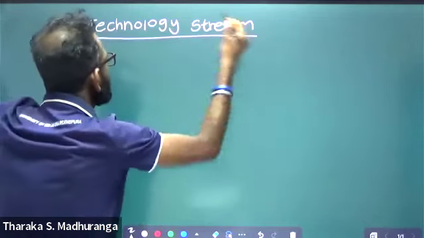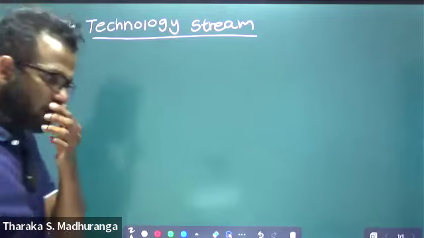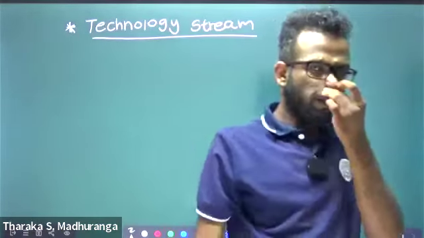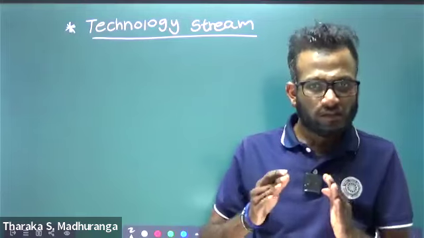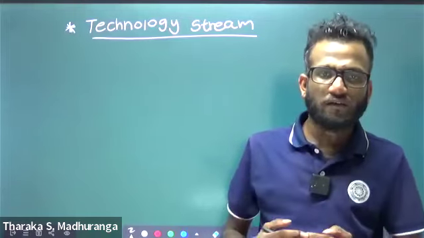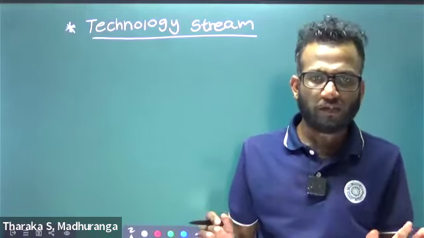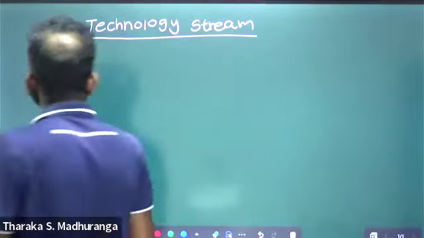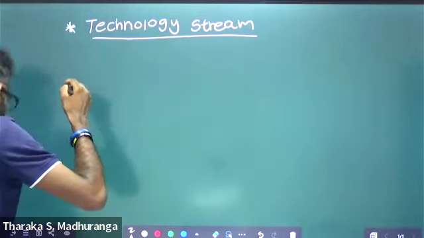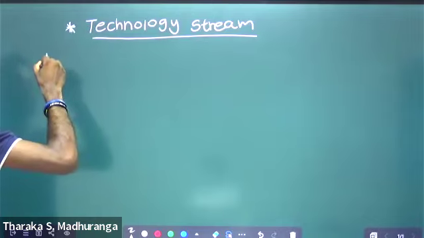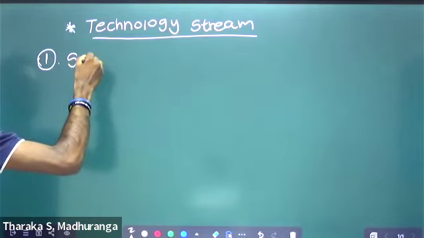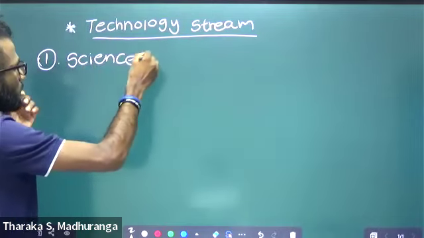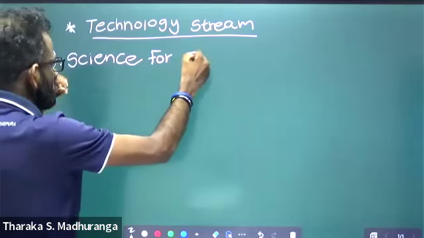You have to select three subjects in the technology stream. The first one is Science for Technology. This is our subject. It is compulsory. There is no selection. Science for Technology is the first and compulsory subject.